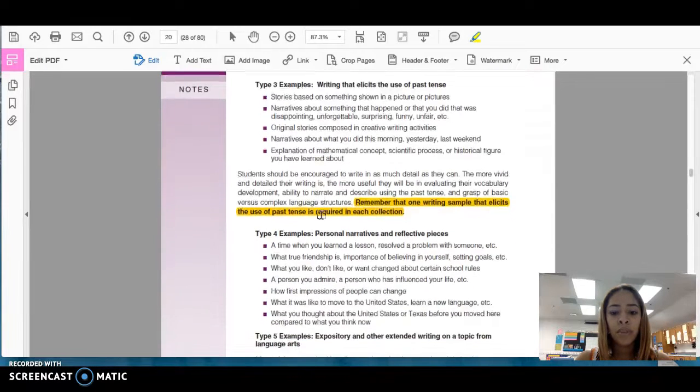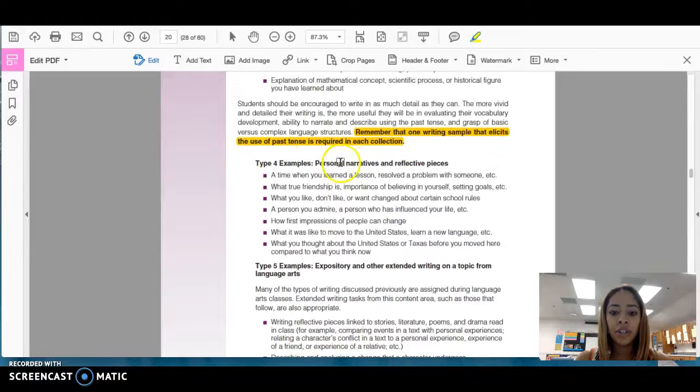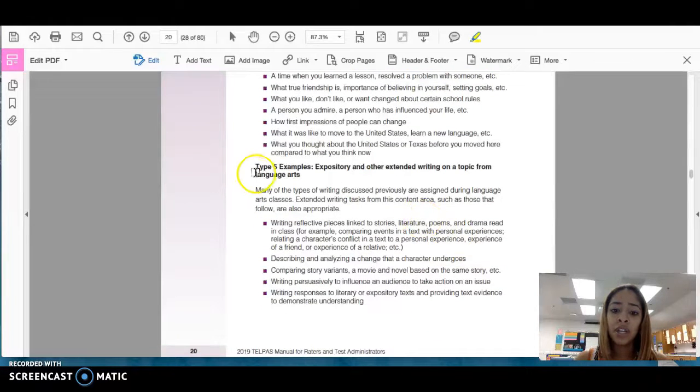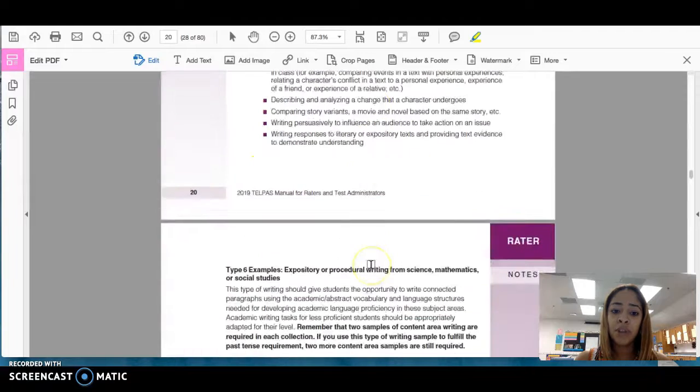And then this type 4 here is like personal narrative, reflective pieces. This is definitely going to bring out the more complex verb tense structures and allow some of our more advanced students to show their advanced high. So again, those are a lot of different writing prompts. These would be some language arts writing prompts.